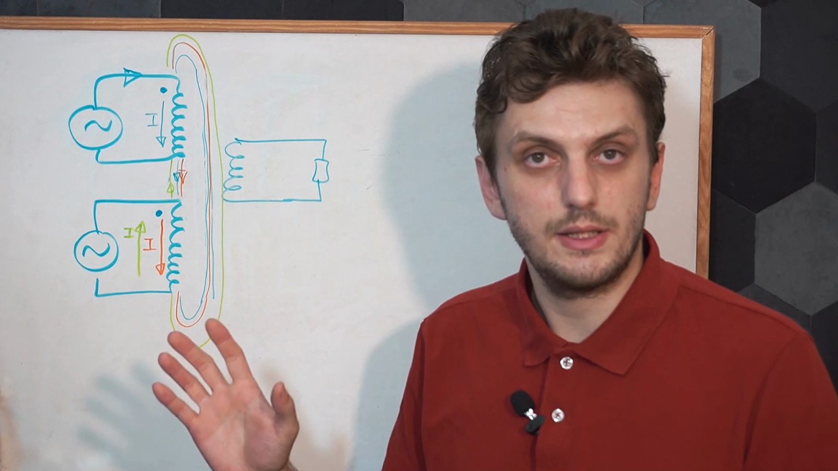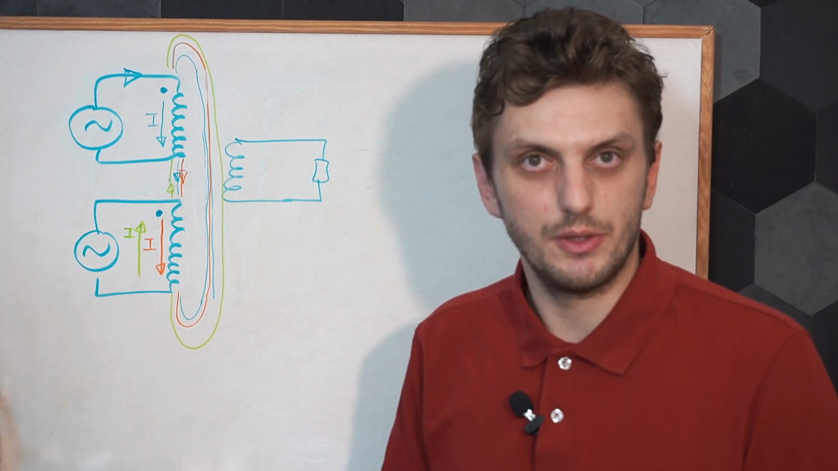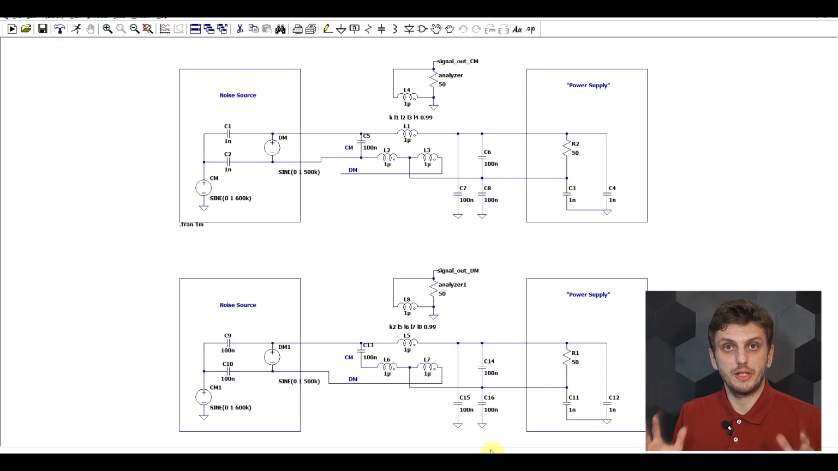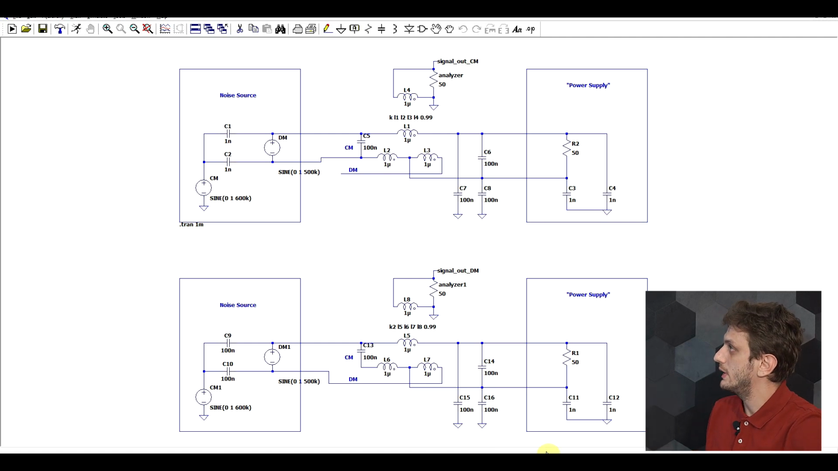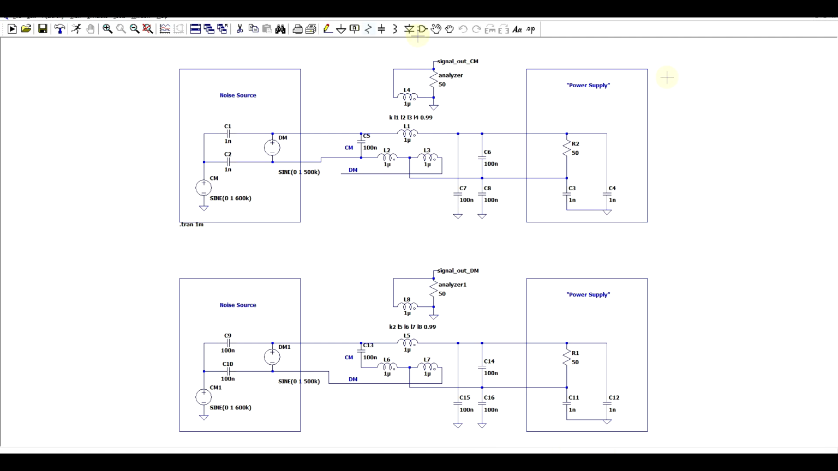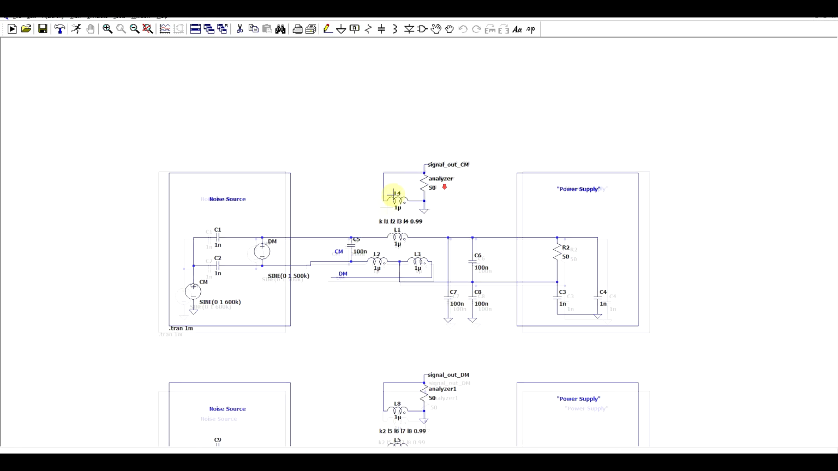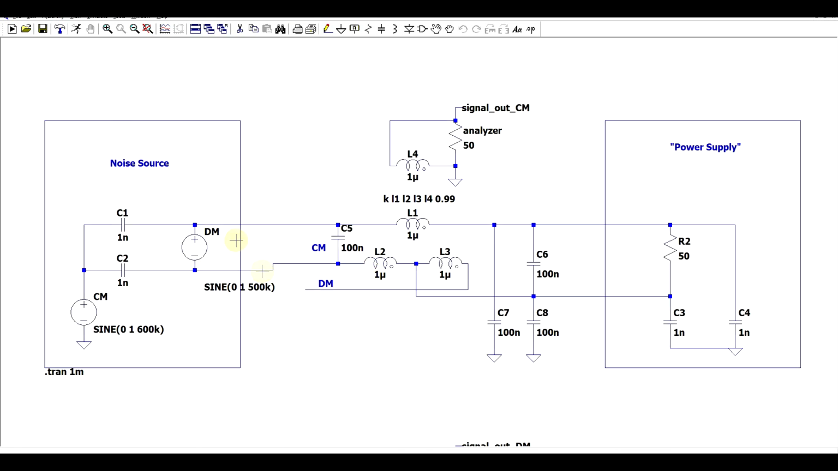And this is the type of circuit that I will be trying to implement today. So, to show you what I planned for today, I prepared this LTspice simulation. So what I have here is 2 circuits. Let's take them one by one. So I have my noise source. It contains a differential mode signal between the 2 supply lines and the common mode signal in reference to ground.